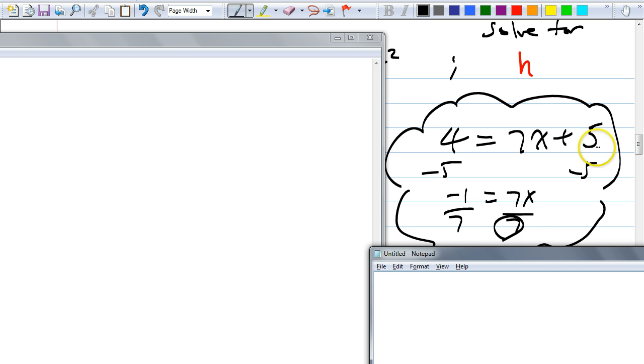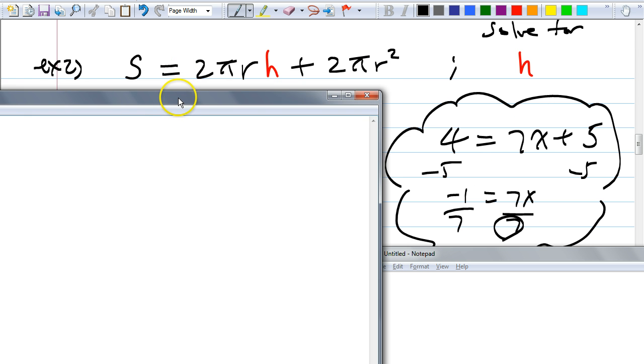I claim to you that if you know how to do something like this, you could solve for h on this one. Think about h as a variable that you're solving for, like x, and treat all the other numbers as some number. So for example, think of s as like 4, 2 pi r as like 7, and 2 pi r squared as 5. Well, what would you do to solve for h? First, what would your first step be?